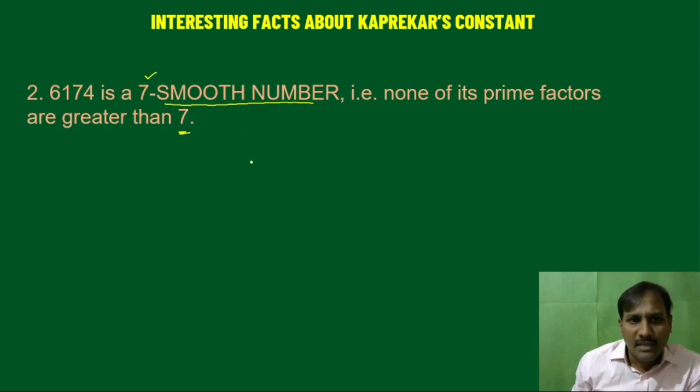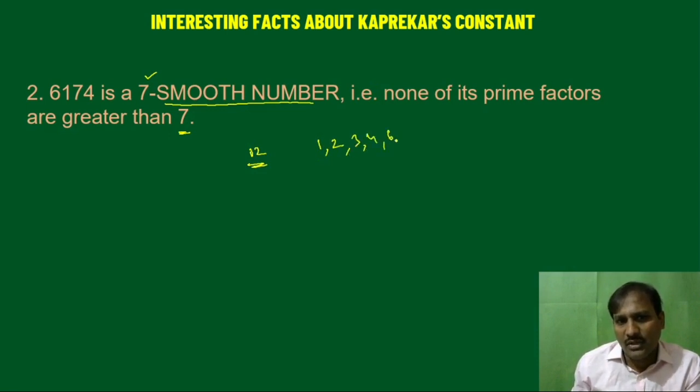Suppose you take a number 12. What are the factors of 12 here? 1, 2, 3, 4, 6 and 12. And what are the prime factors in this? 2, 3. So what is the highest prime factor here? It is 3. Therefore 12 is a 3 smooth number.